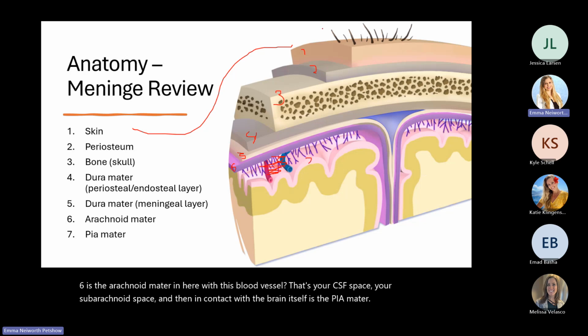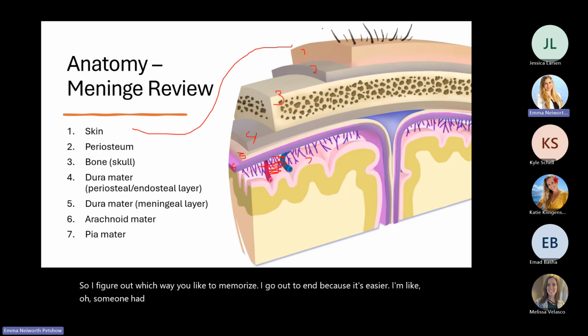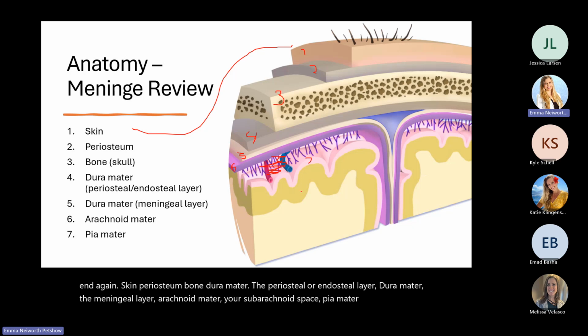So figure out which way you like to memorize. I go out to in because it's easier. I'm like, oh, someone had a penetrating head wound. Out to in, what's my order of stuff? So out to in again: skin, periosteum, bone, dura mater, the periosteal or endosteal layer, dura mater, the meningeal layer, arachnoid mater, your subarachnoid space, pia mater, brain tissue, cortex for this instance. Okay.